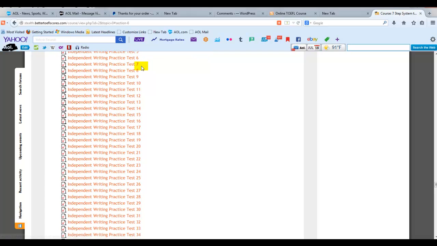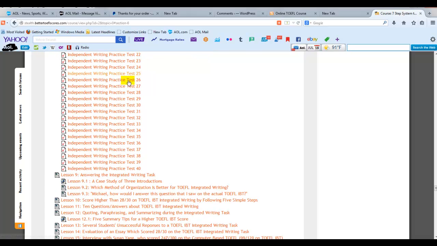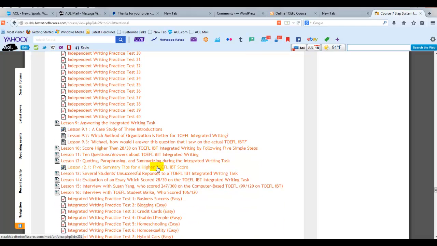That's why I have so many writing practice tests. I have over 40 independent writing practice tests to give my students a chance to repeat a lot of the writing things they need to do during the TOEFL IBT. And my students typically who get over 100, guess what? They'll take 25 or 30, and some students will complete every single writing practice test in my course in order to improve. Sometimes it takes that kind of practice, especially if you want a high score.